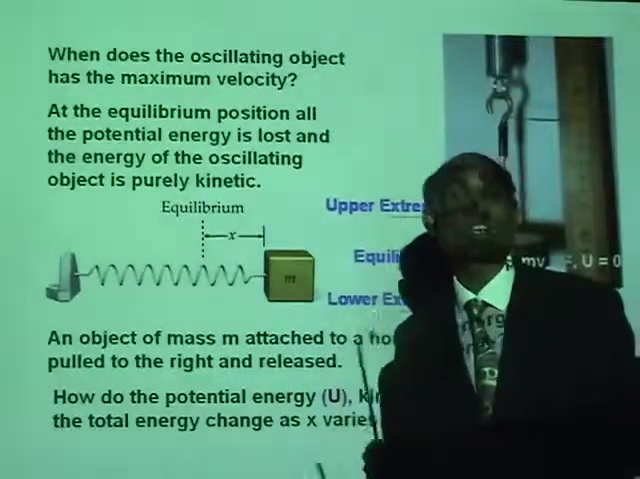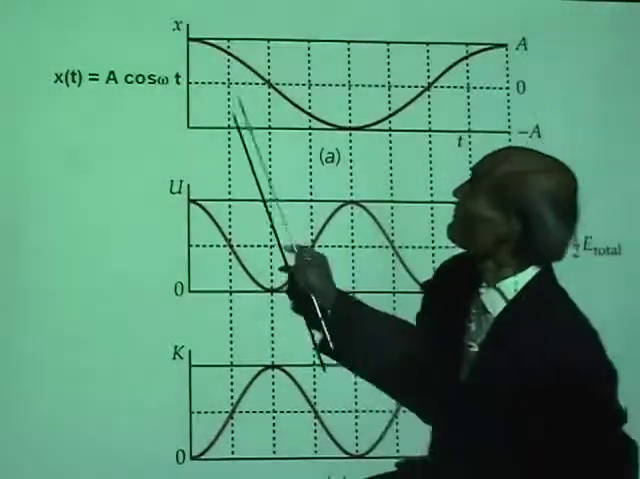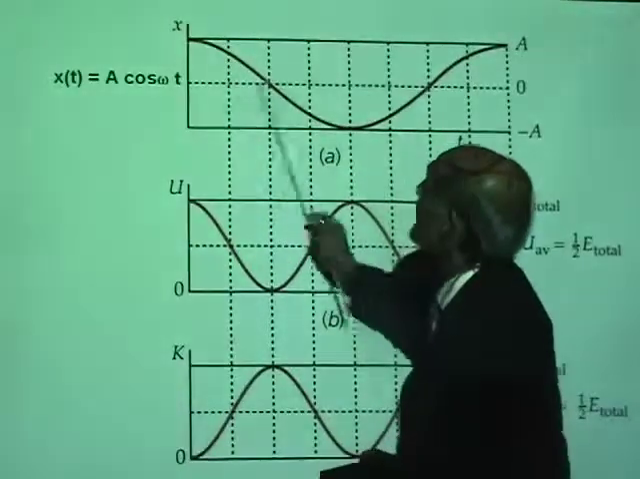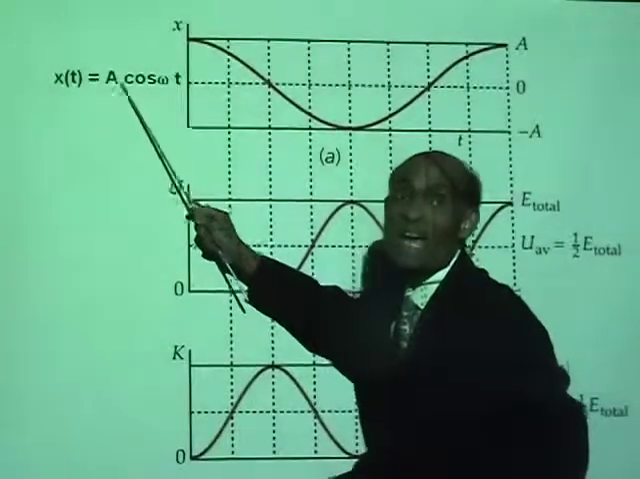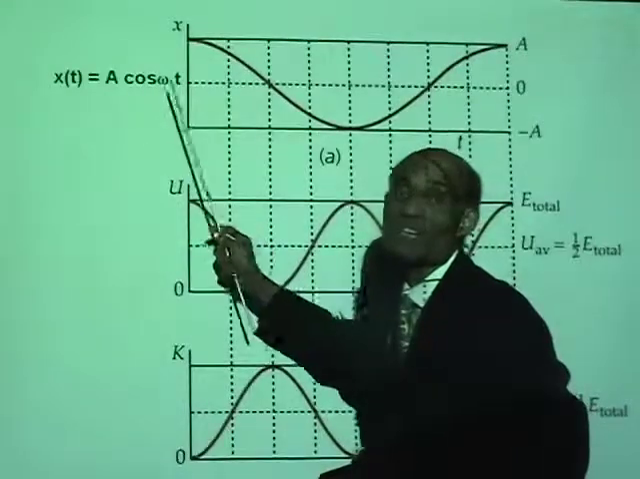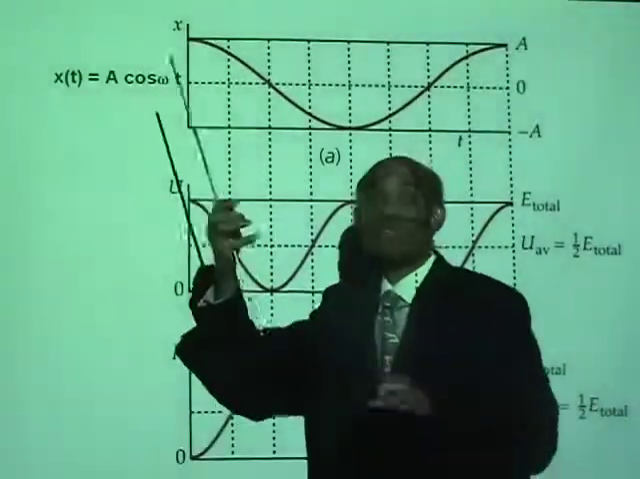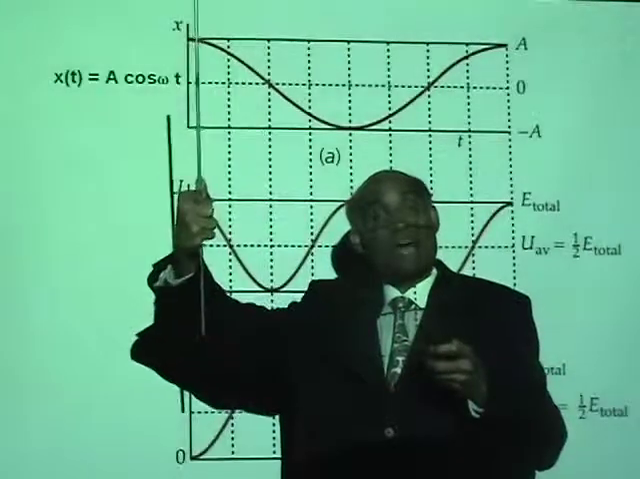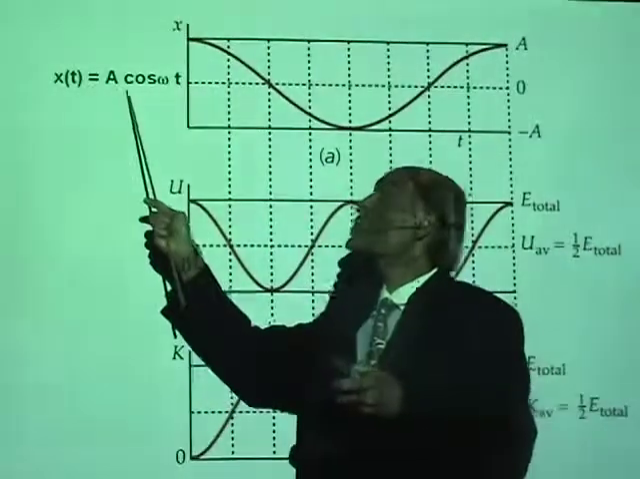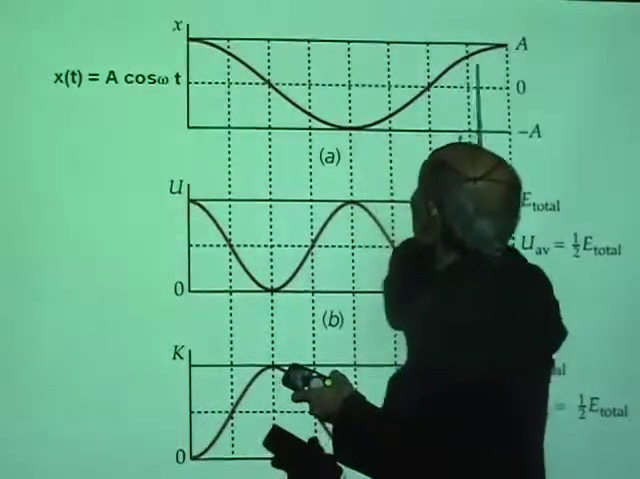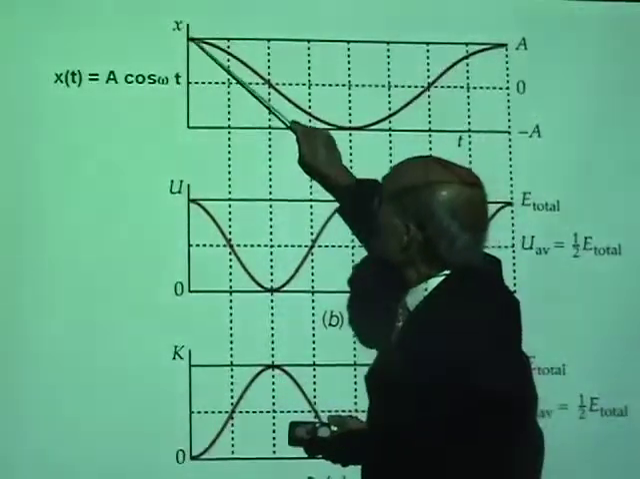Let's represent these graphically. Now look at this. This represents the variation of x. x equal to A cos omega t. It means at t equal to 0, the object is at the right extreme. That's why we use the cosine function. This is a cosine graph.